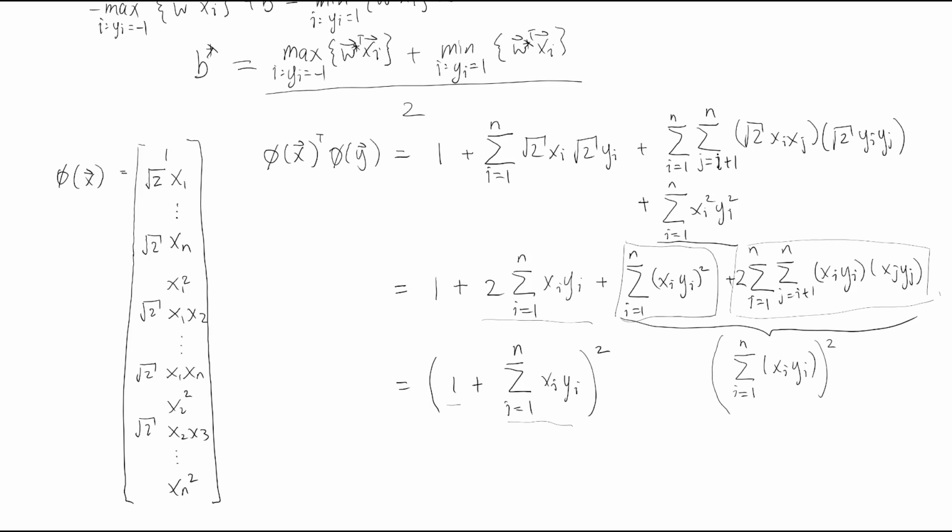Okay, so now we're going to continue with the main line here. So this simplifies to (1 plus x vector transpose y), and then all that squared. And then this is going to be defined to be what we call k, a function k of x and y.